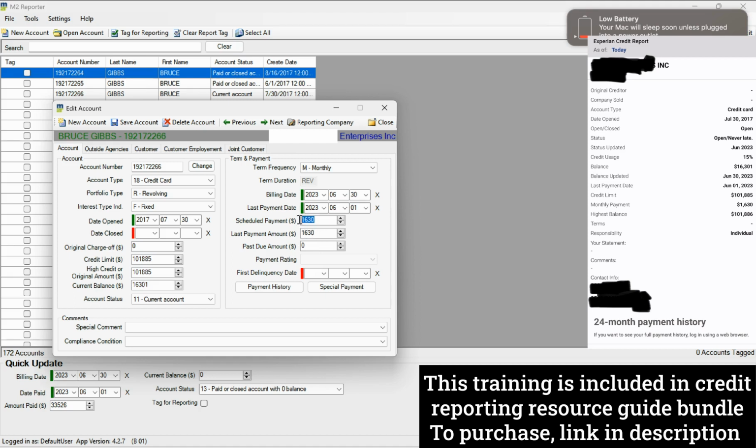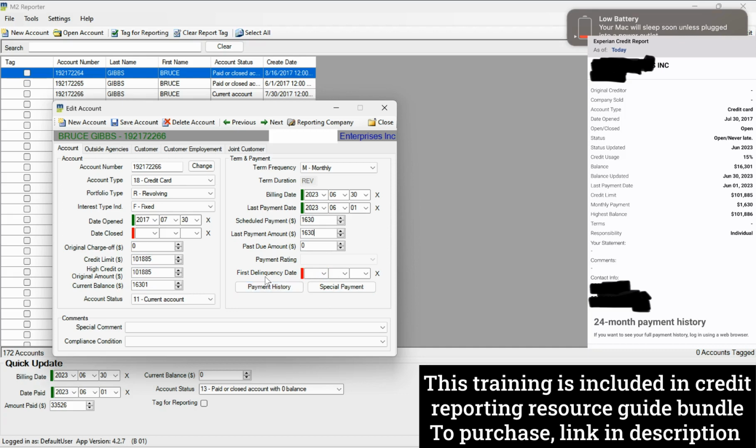Past due amount. Okay. Past due amount is pretty much like, do you owe any balance on it? And you don't have any past due balance. Okay, 0. That's sexy because you don't owe any past due balance. Okay. Everything else, boom. Now, payment history, we're going to get straight to that one.